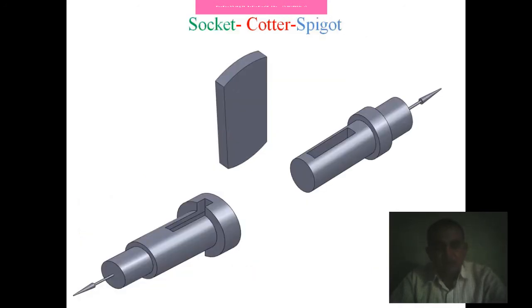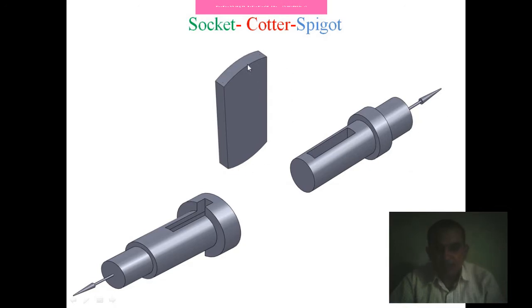A cotter joint has three basic elements. The part the cursor indicates is the socket, the middle part is called the cotter, and this end part is called the spigot. The spigot and the socket are connected to the rod or extension member. It may be a wire rope, some bar, or another element connected to the end of the socket and the spigot.